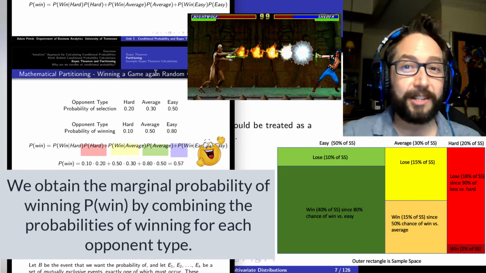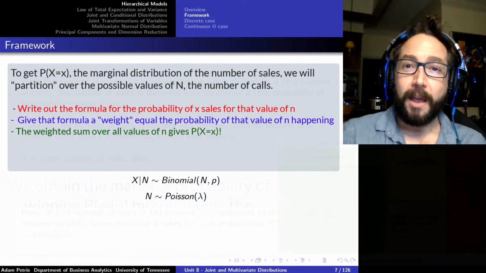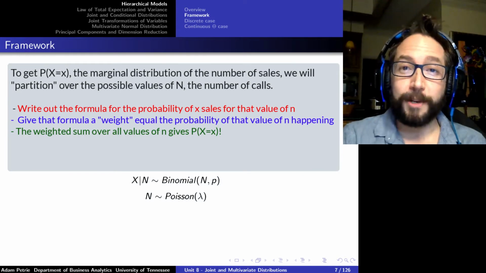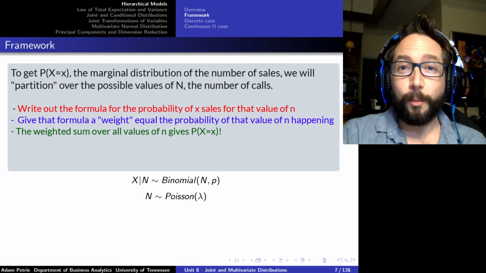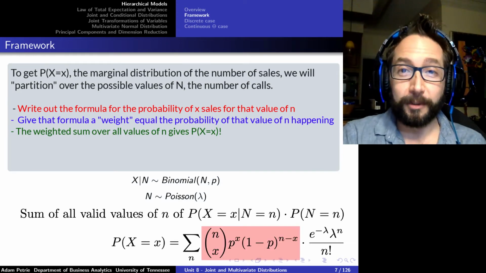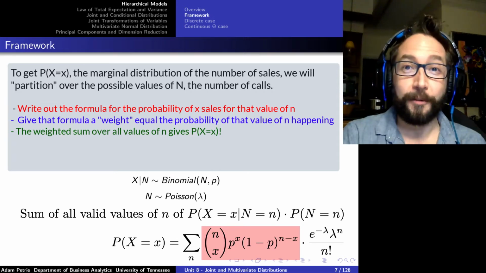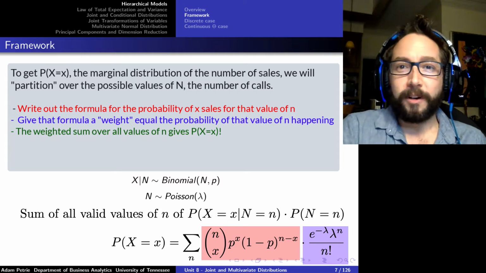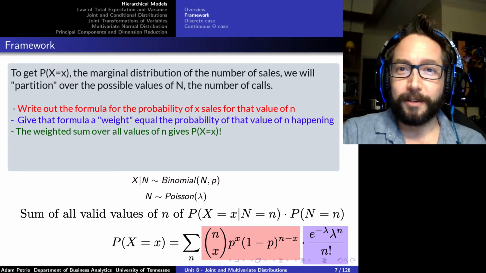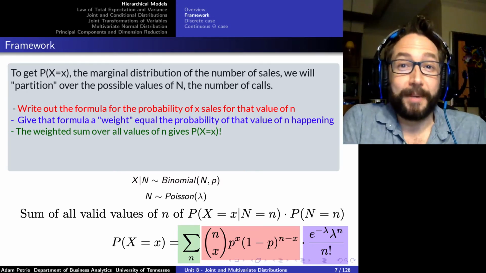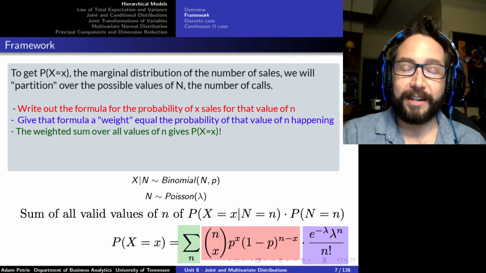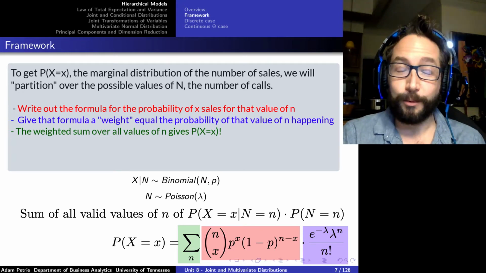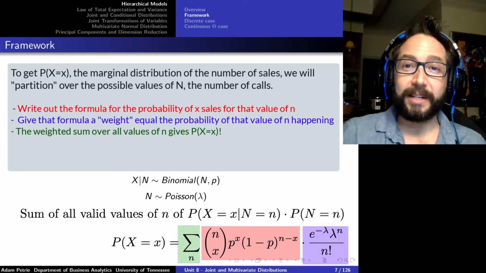And so we're going to take a similar approach here. If we do want the marginal distribution of the number of sales, we're going to partition over the number of calls. Just like we partitioned over the opponent that we faced, the average, hard, easy, we're going to consider values of calls of 0, 1, 2, 3, 4, 5, 6, 7, 8, 9, etc., all the way up to infinity, because the Poisson distribution allows any value of x that's bigger than or equal to 0. And we'll see how those probabilities add up.